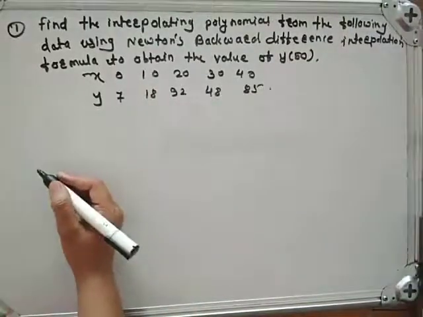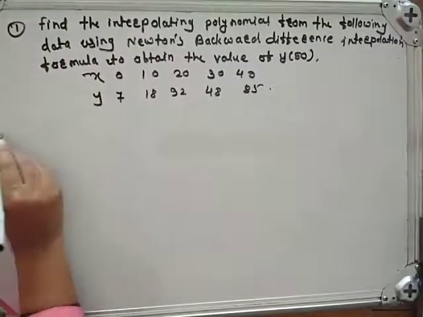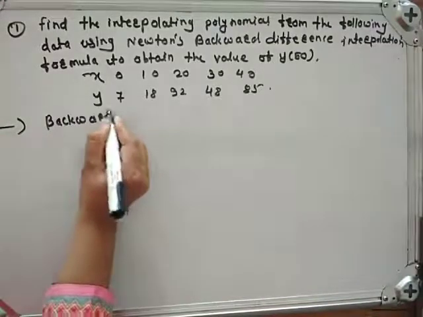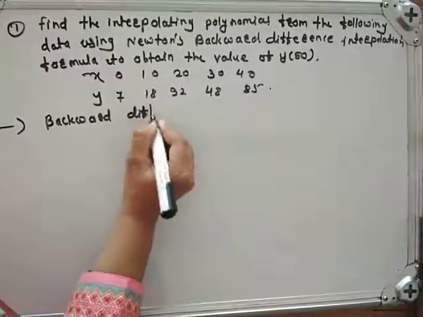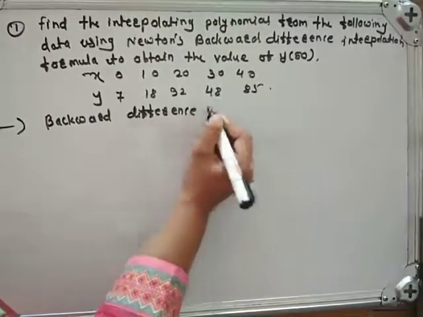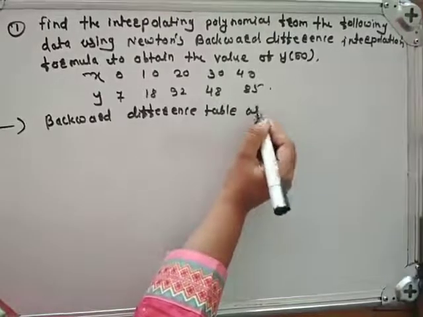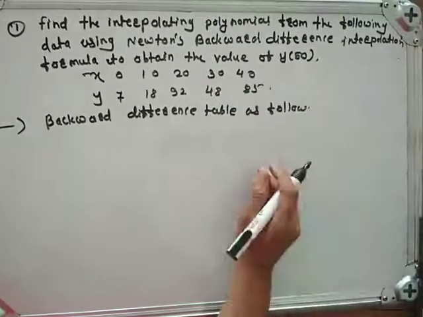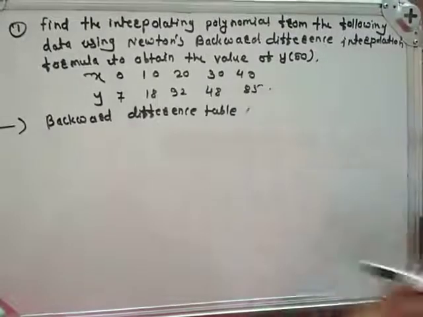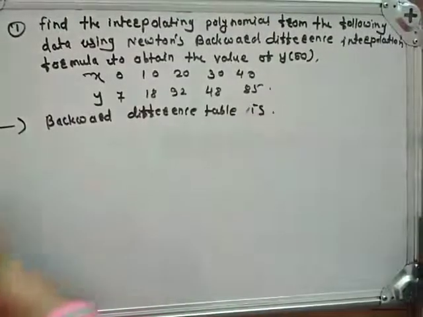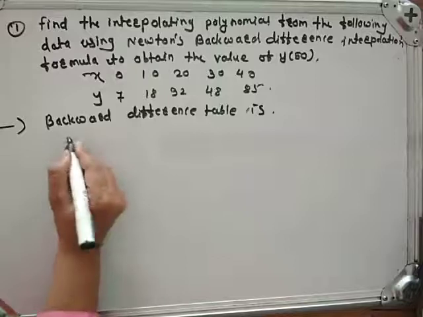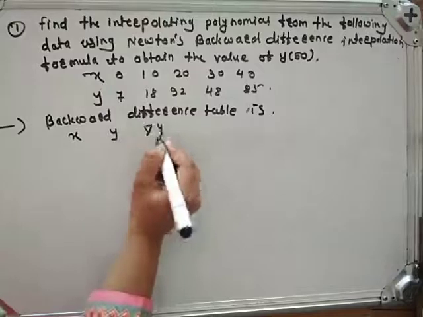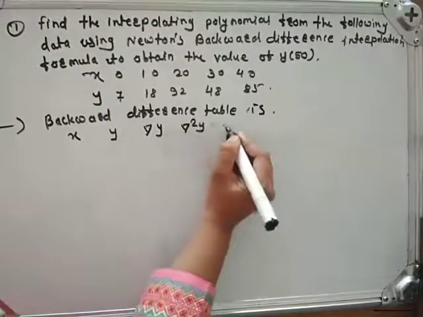First we will construct the backward difference table as follows. Backward difference table. Here is x, y, ∇y, ∇²y, ∇³y.